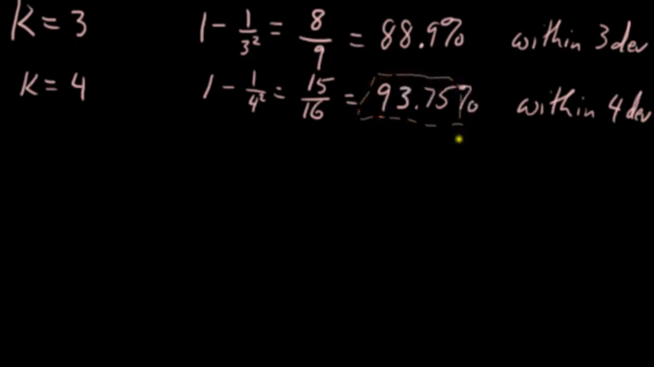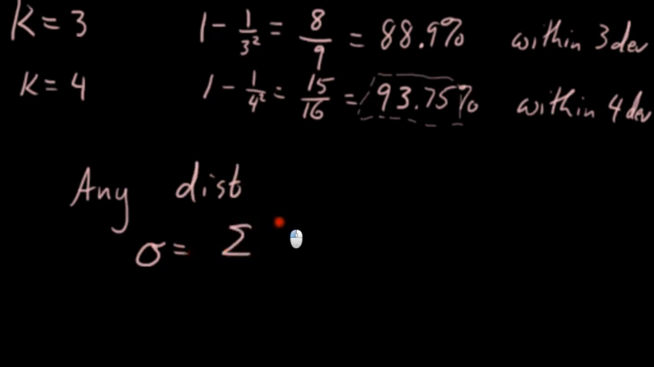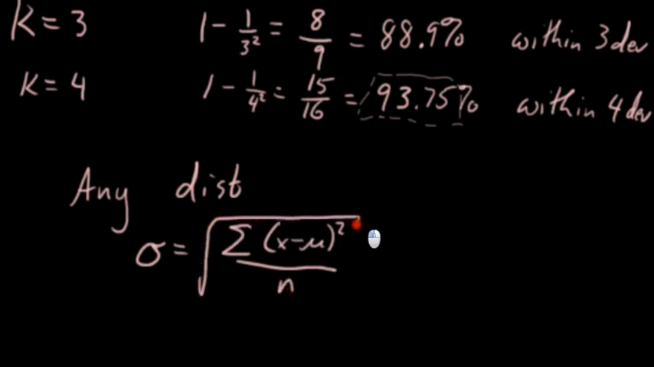But basically all Chebyshev's theorem says is that for any distribution, this formula that we came up with for standard deviation does what we want it to. It really does predict how close things are to the mean.